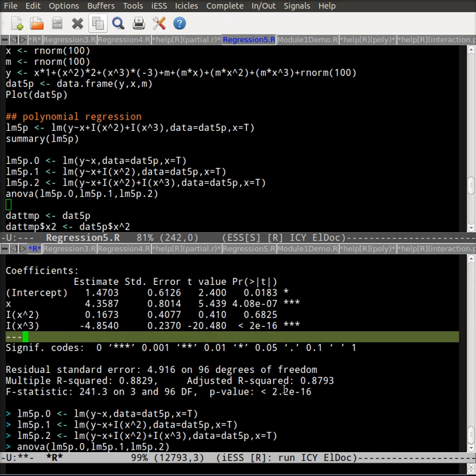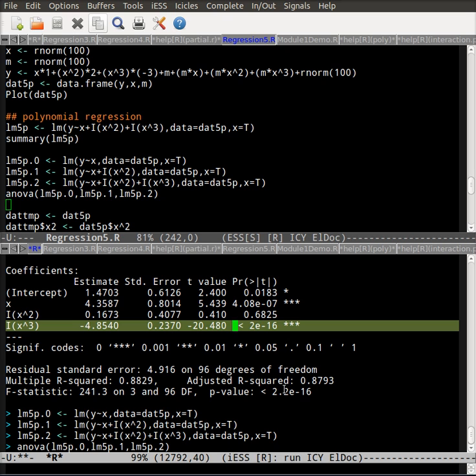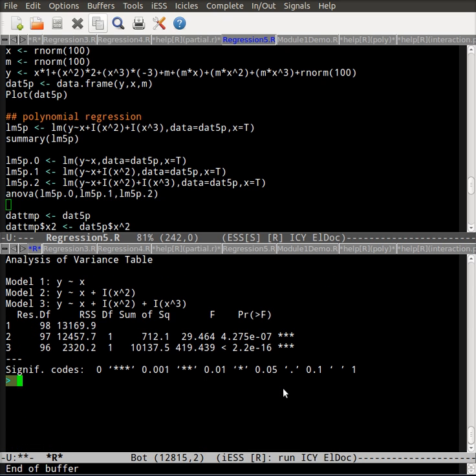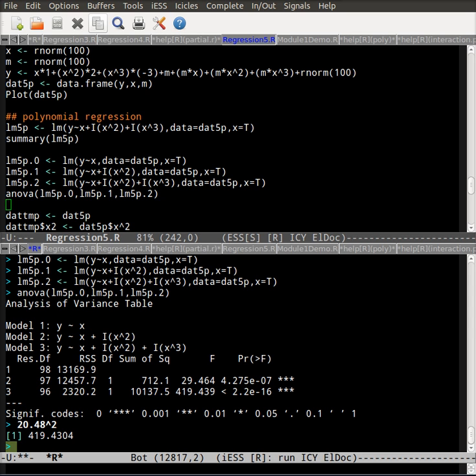And remember, if I take the t, 20.48, and I square that, I get 219.43, which is approximately this F value right here. So my last value, this X cubed, is approximately the same, if not identical, to what I'm getting in my nested model comparison.